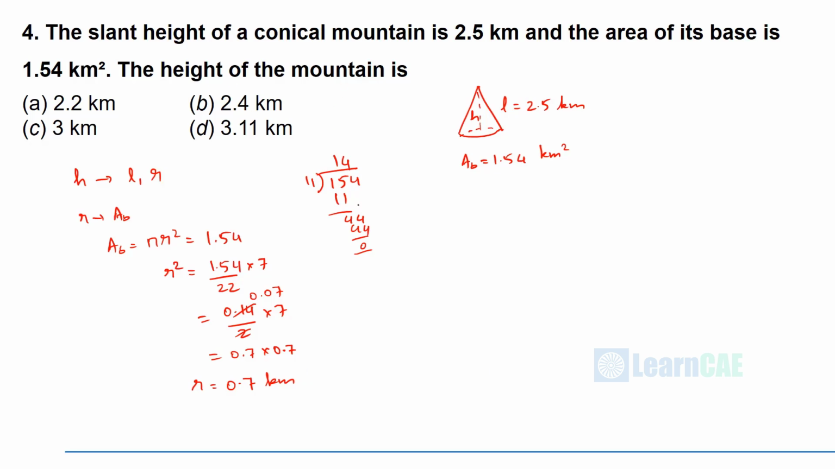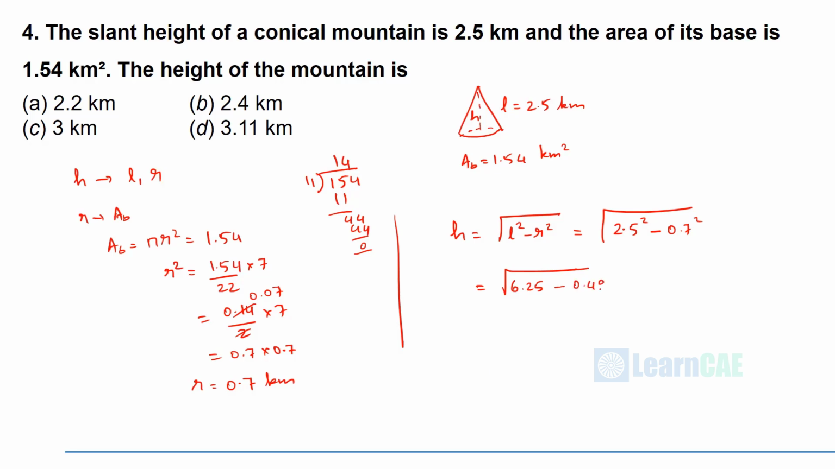Now they are asking the height of the mountain. H will be equal to square root of L squared minus R squared. This is equal to 2.5 squared minus 0.7 squared. 25 squared is 625. Therefore, 2.5 squared should be equal to 6.25. Similarly, 7 squared will be 49 and 0.7 squared will be 0.49. We shall subtract this. 625 minus 49 will be 576.